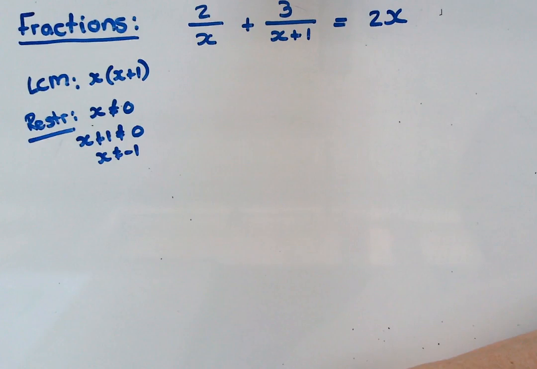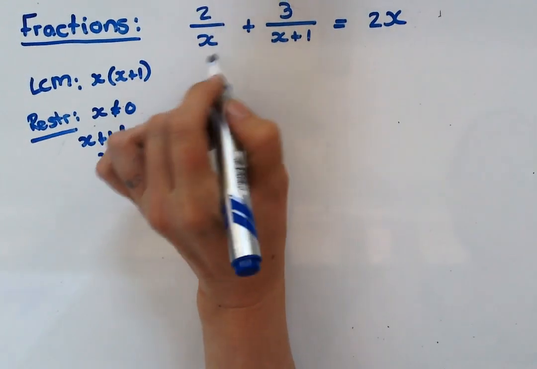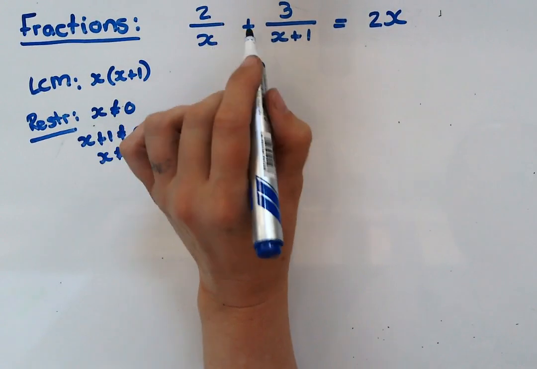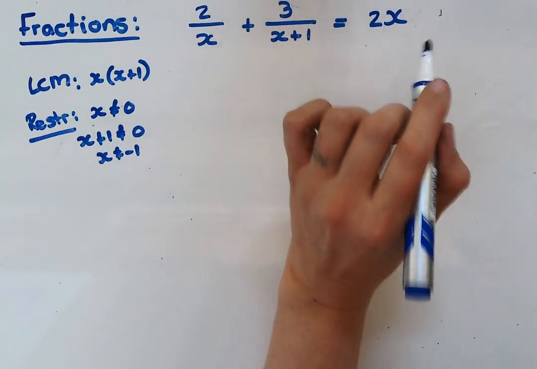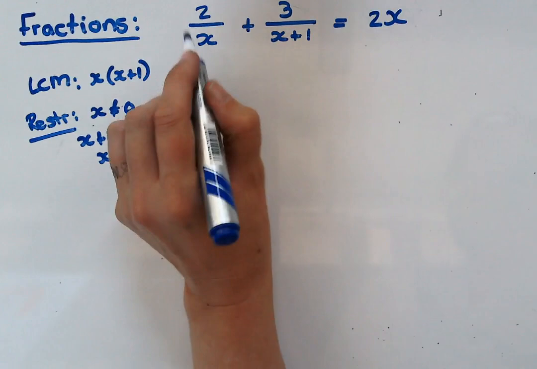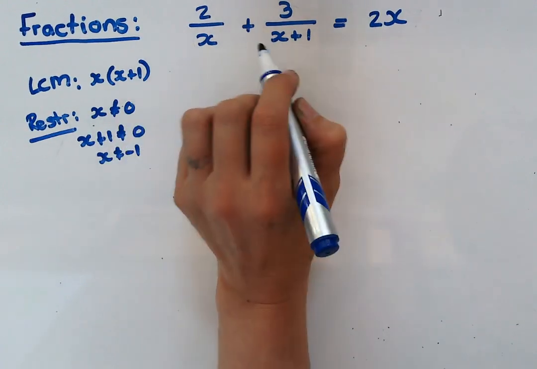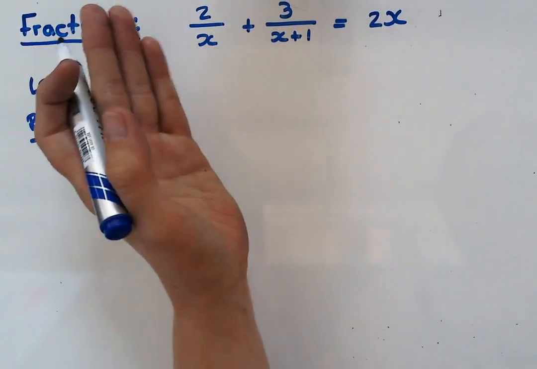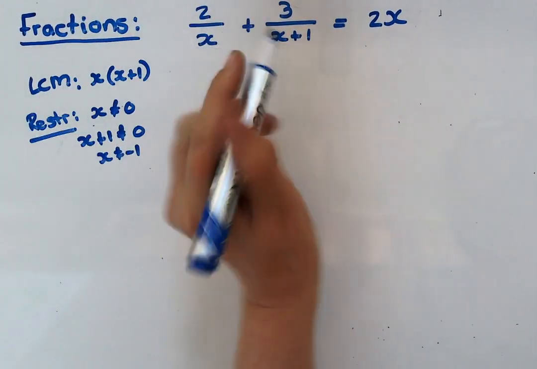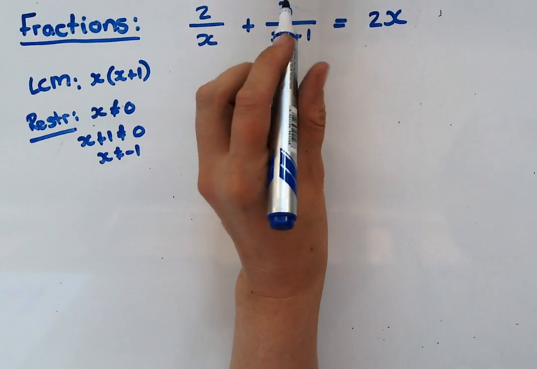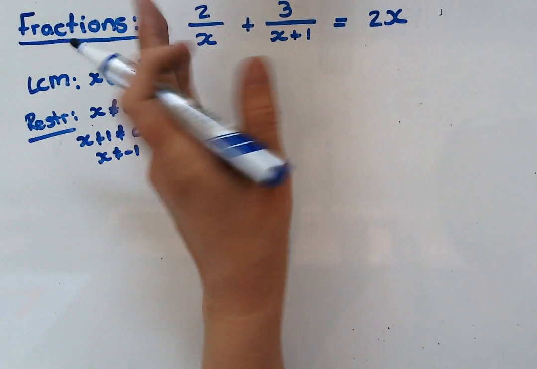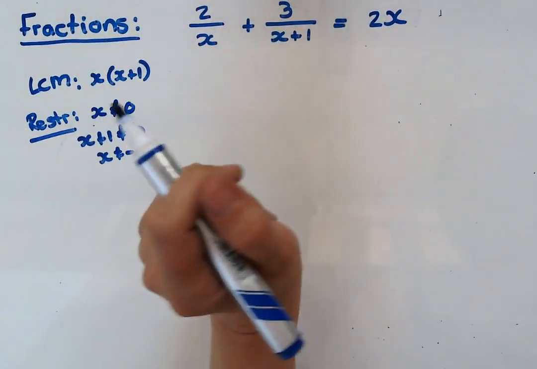Because if I make x 0, and I type 2 over 0 in my calculator, it's going to give me math error. Then after that I can type whatever I like, the calculator is going to give me math error, because this does not exist. Or if I make x negative 1, here 2 over negative 1 is negative 2, not a problem. But here I'm going to have 3 divided by 0, not allowed. So that's going to make the whole equation invalid.